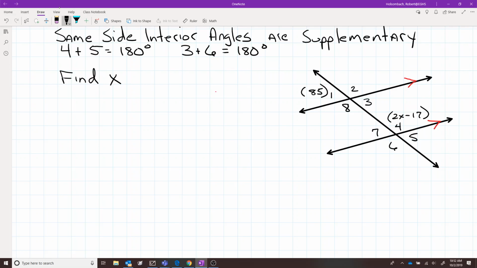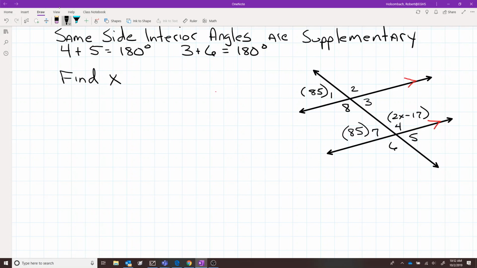Do you see angle 1 and angle 7? Angle 1 and angle 7 are called corresponding angles. And you just wrote down that corresponding angles are congruent if two parallel lines are cut by a transversal. That's what you have here. So the measure of angle 7 is also 85 degrees.